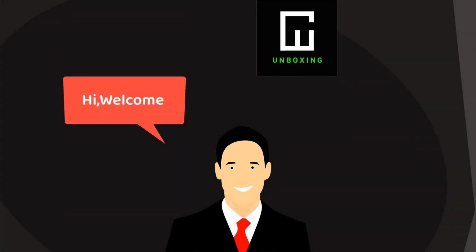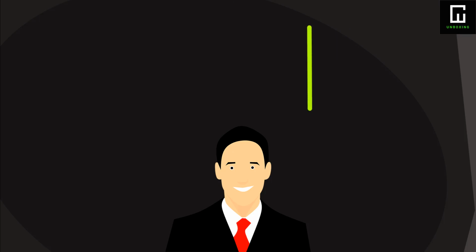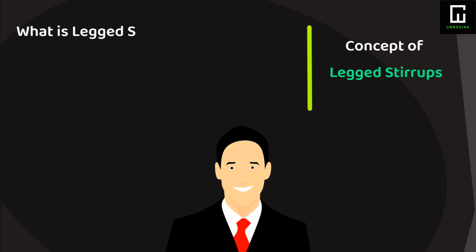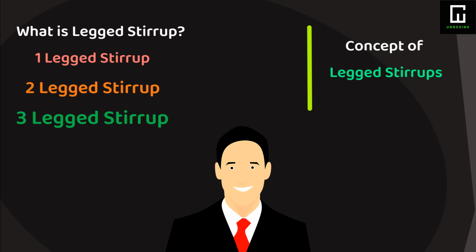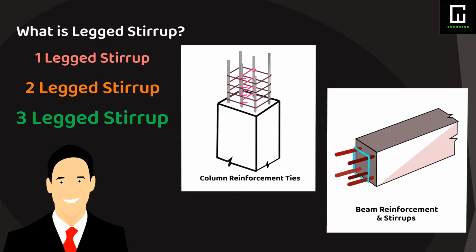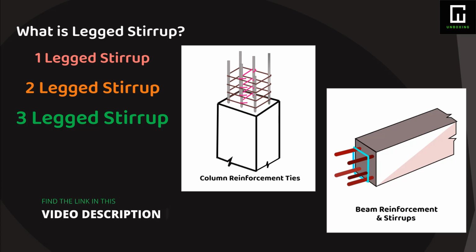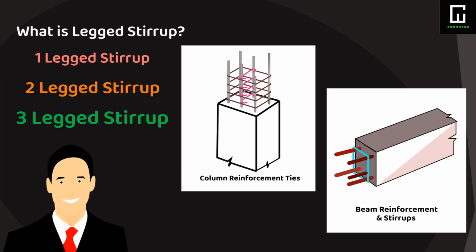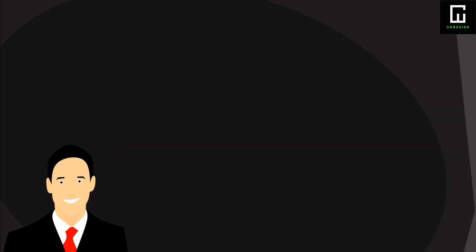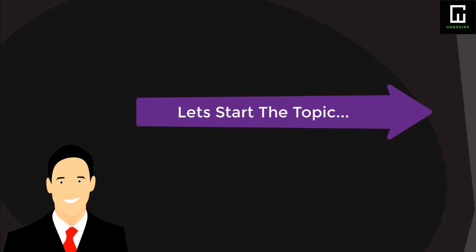Hi, in this video I will show you the main fundamental concept regarding legged stirrups, that is one leg, two leg, three leg stirrups for columns and beams. In the last video we have seen how we can provide or arrange stirrups or ties in different sizes of columns. In the practical civil engineering field, it is very much essential to know about the concept of legged stirrups with the help of suitable drawing for structural erection purpose. So I think you will learn something new today. So let's start the topic.